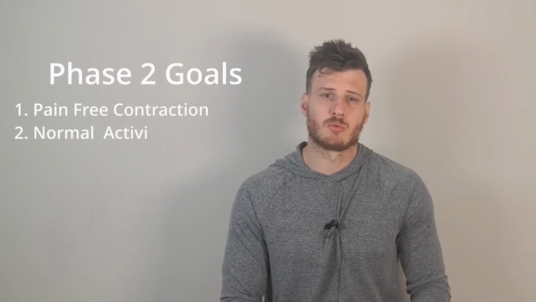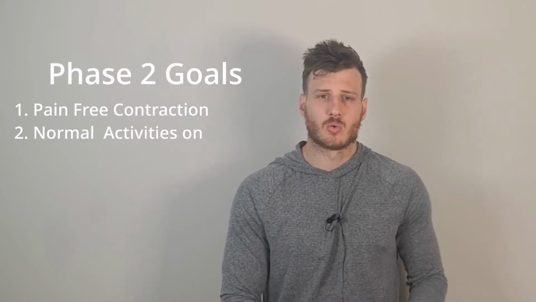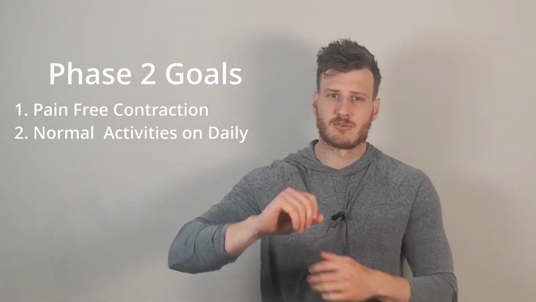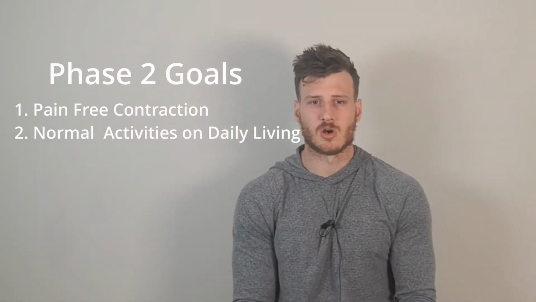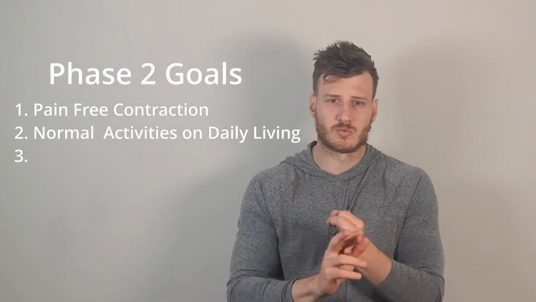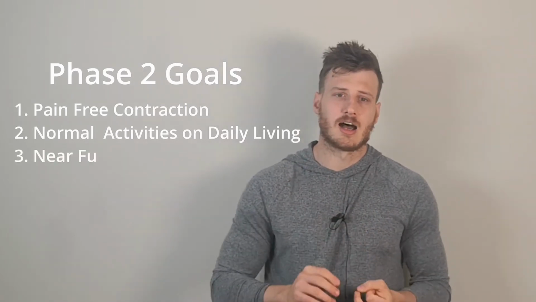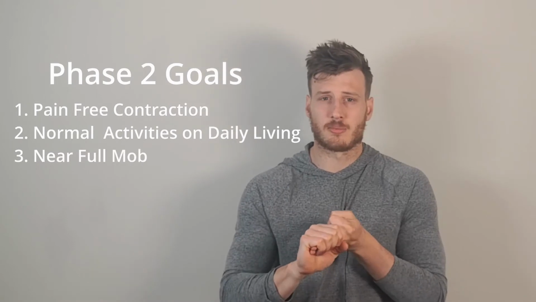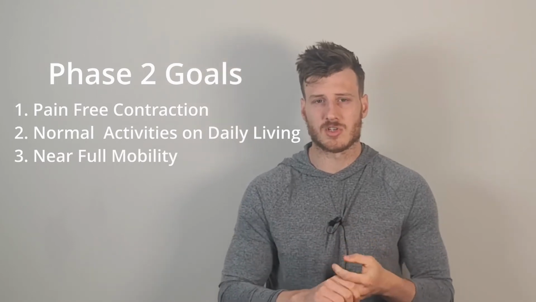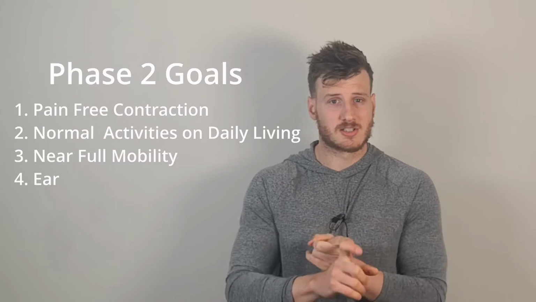We're starting to get back to doing all our activities of daily living. So we're now walking normally if it was a hamstring or a calf. We're now starting to use our limb if it was an upper body strain. So we're getting a pain-free contraction, we're restoring normal movements, and now we're starting to introduce some proper load exercises where we're starting to restore movement to that muscle.